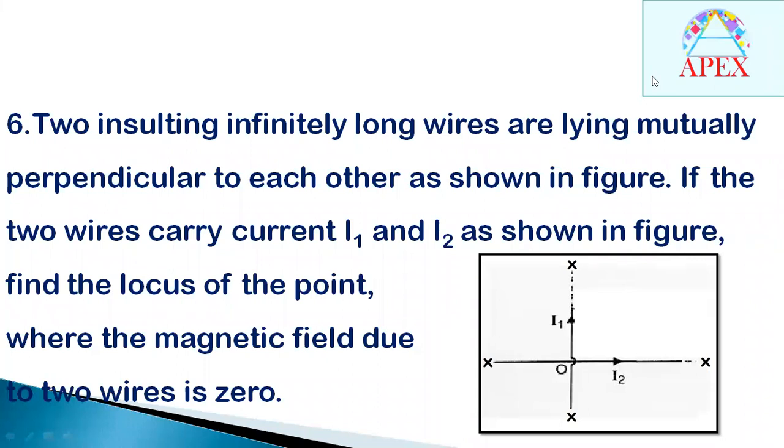Two insulating infinitely long wires are lying mutually perpendicular to each other as shown in the figure. As in the previous case, the question was given. If the two wires carry currents I1 and I2 as shown in the figure, find the locus of the point where the magnetic field due to the two wires is 0. You have to write an equation. So just as in the previous case, you can consider the diagram here. We'll just draw it here. Again, two wires were taken. And in this particular question, the current is given as I1 here and I2 here.